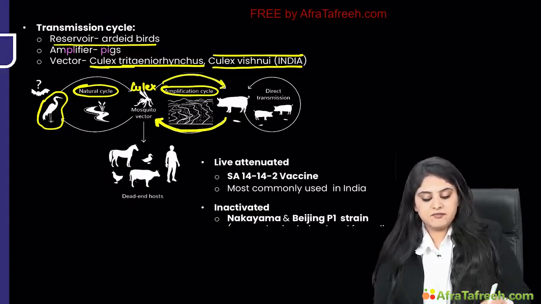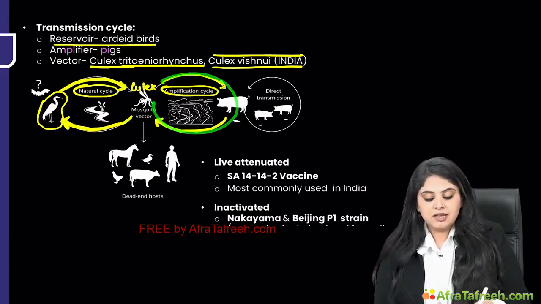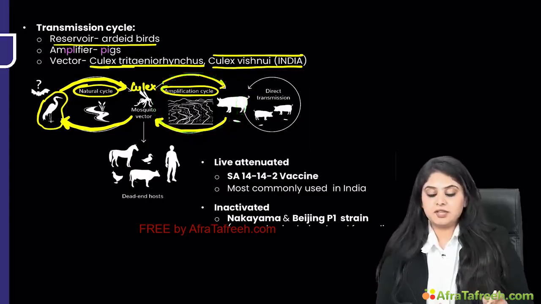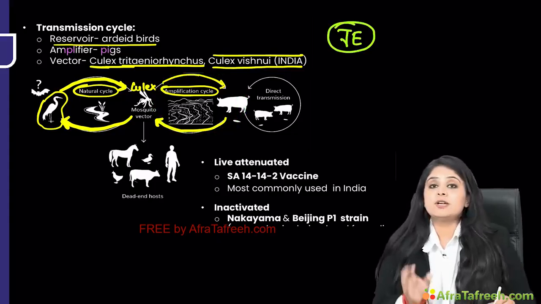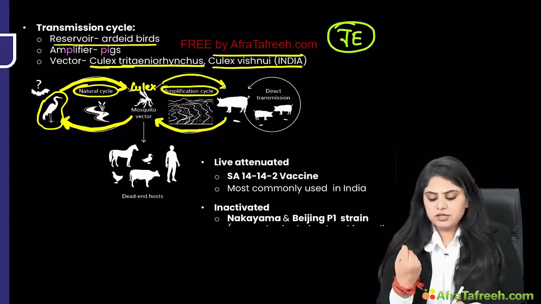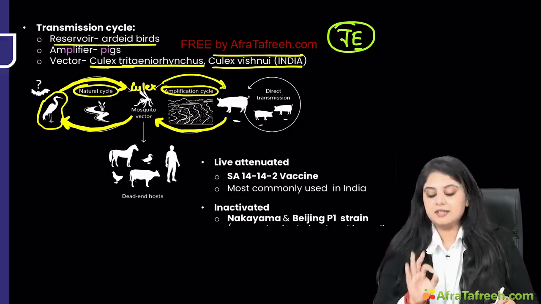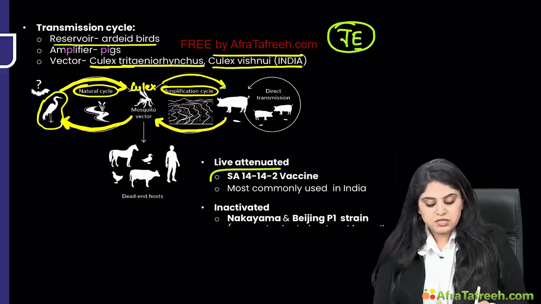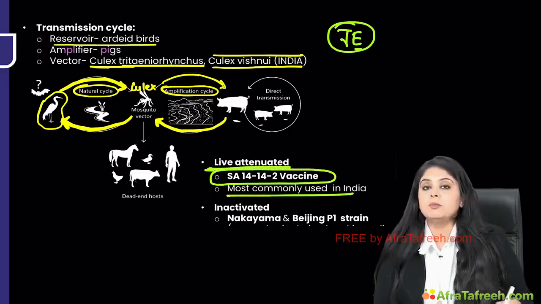So simple. If they have mentioned the Culex and the birds cycle, that is the natural cycle. Culex and pig cycle, that is the amplification cycle. That is the Japanese encephalitis life cycle. What is the question that is asked? Encephalitis, the word tells me the patient will have encephalitis. But what is the vaccine that they ask you? There is the SA-14-14-2 vaccine, which is a live attenuated vaccine, most commonly used in India.